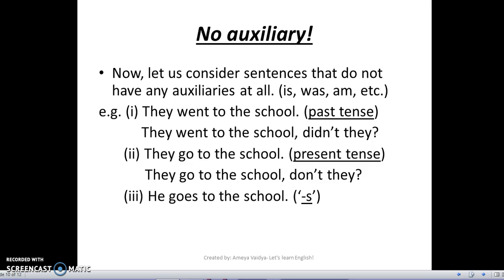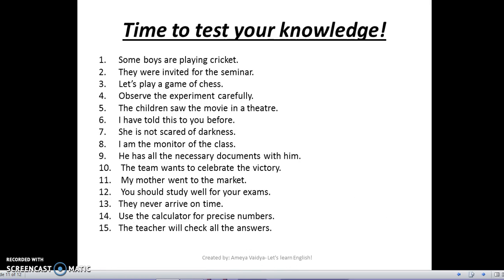So he goes to the school. In that case, you should say he goes to the school, doesn't he? Be careful with the spelling of doesn't. D-O-E-S, not D-O-S-E. No dose, okay? D-O-E-S. He goes to the school, doesn't he?